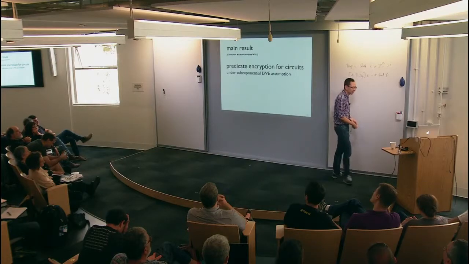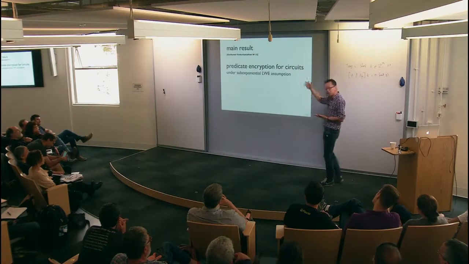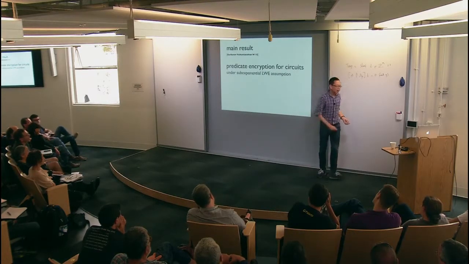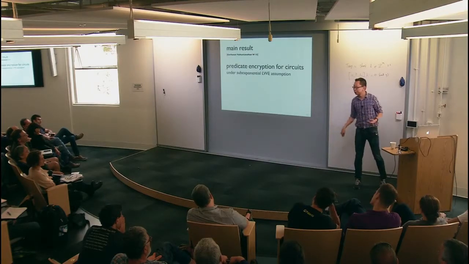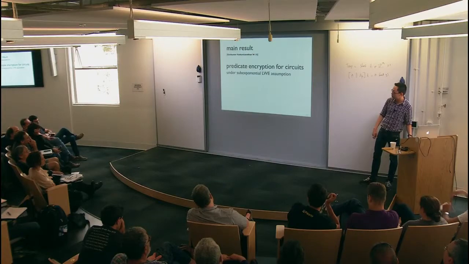So the main result for this talk is we solved the next open problem. We made serious progress towards trying to get functional encryption for all circuits. We get predicate encryption for all circuits under the standard sub-exponential LWE assumption. The assumption here is basically the same one that Vinod presented for ABE for circuits.